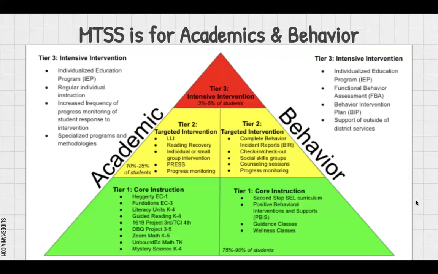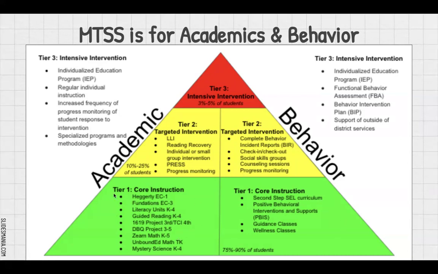There is MTSS for both academics and behavior, but both of them can be put on a tiered system. This is from another district in Missouri that put both together on one, but it has 3 tiers. Every model that you'll see has 3 tiers. Most students are going to be in tier 1.